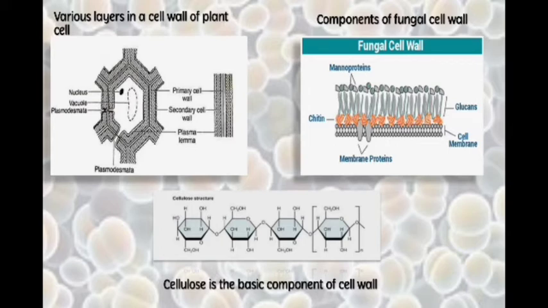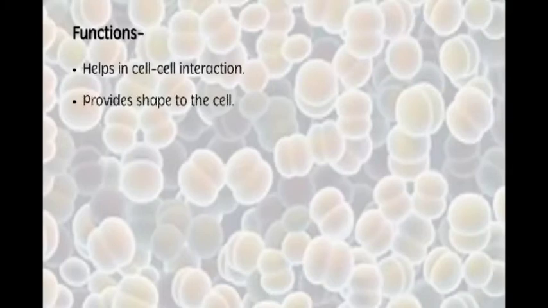As we know, the main function of cell wall is providing shape to the cell. Besides that, cell wall protects cell from injury, pathogens, and osmotic shock also. It also regulates the transportation of substances into and out of cells.